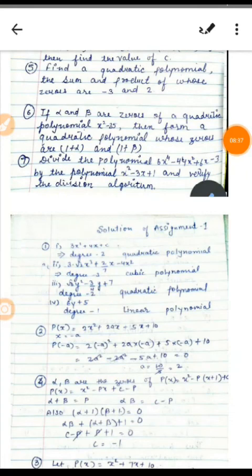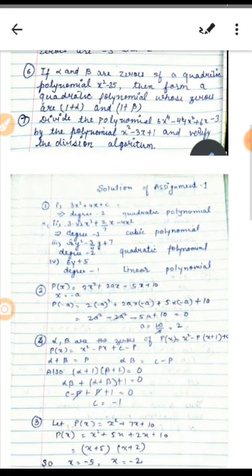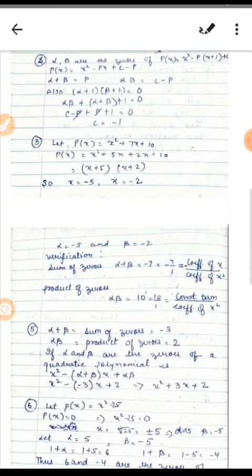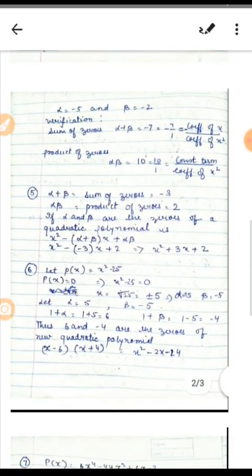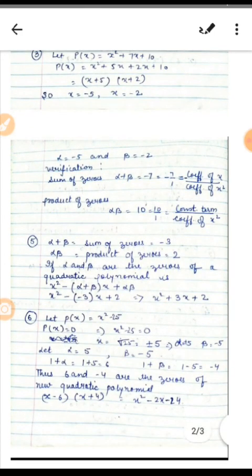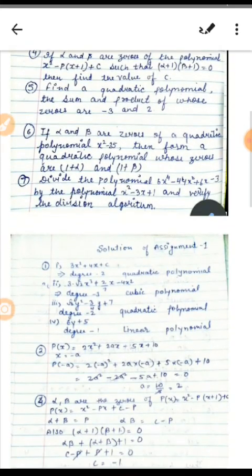Question number 6, if alpha and beta are zeros of a quadratic polynomial x square minus 25, then form a quadratic polynomial whose zeros are 1 plus alpha and 1 plus beta. So we have to find a quadratic polynomial whose zeros are 1 plus alpha and 1 plus beta, right? Okay, so see how we are going to do this.